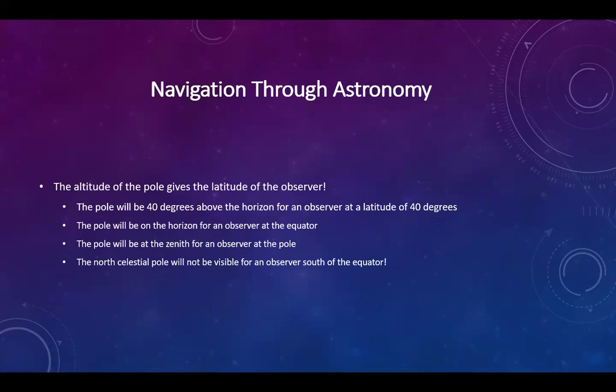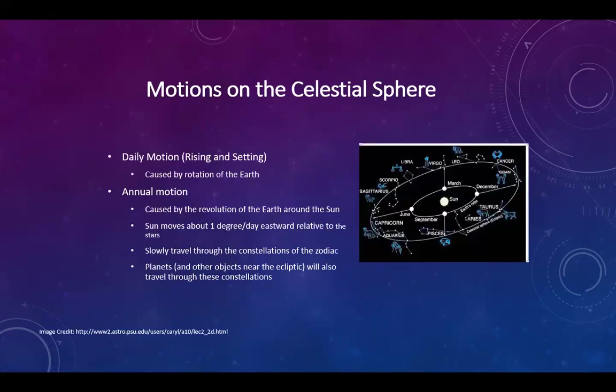So that's a very helpful tool for figuring out where you are. It solves latitude. Longitude is harder, just in general. And the celestial sphere appears to move. There are daily motions and annual motions. So the daily motion is the rising and setting of stars. That's caused by the rotation of the Earth. The stars aren't moving. We're spinning around. The stars you can see change as we rotate.